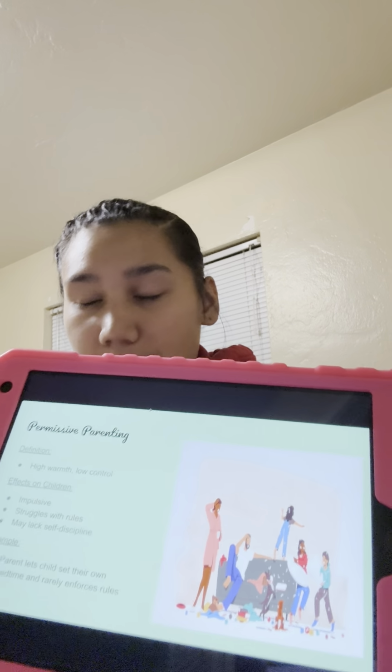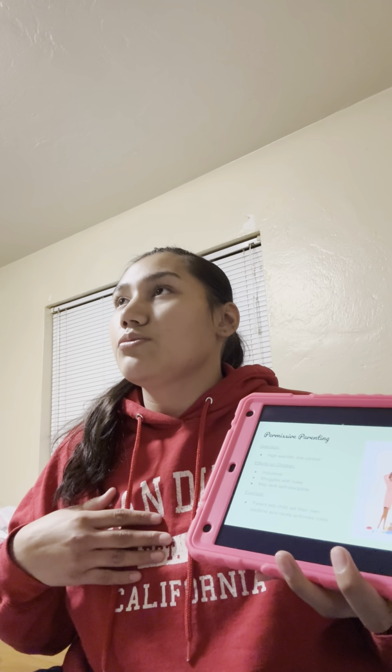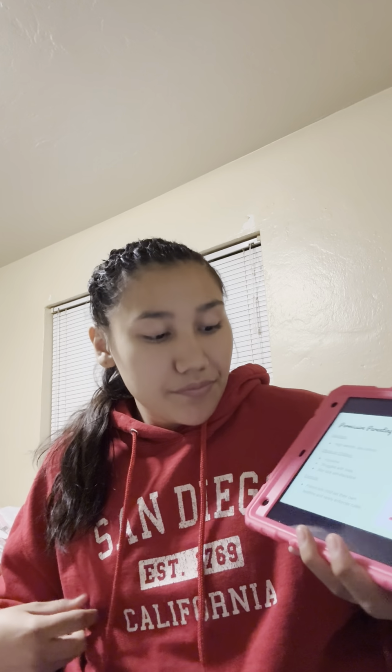Permissive parenting. So this is defined as high warmth yet low control. An example of this would be a parent letting their child set their own bedtime and rarely enforcing any rules. This can affect the child to be more impulsive, struggle with rules, and they can also lack self-discipline.